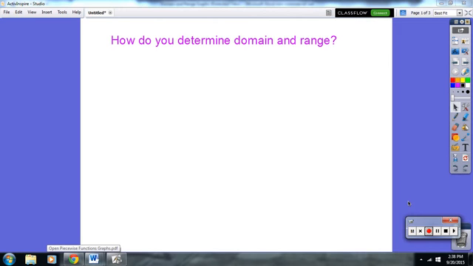Hello, this is Mrs. Taylor, and I'm going to answer the question, how do you determine domain and range? The thing you have to remember with domain and range is what direction you are looking to determine one or the other. So domain is left to right, range is bottom to top. Keep that in mind with any graph you're given.